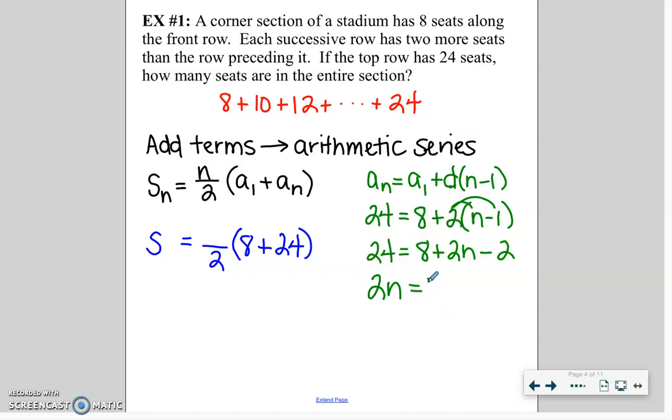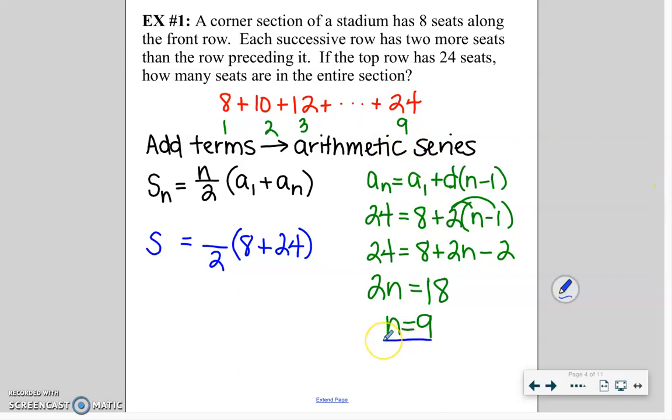And so that would give me, sorry, checking my math. That would give me 18, and then divide by 2, and you would get 9. So that means that this is your first term, this is your second term, this is your third term, obviously. But that means 24 would be your 9th term. So that means there are 9 rows in this stadium.